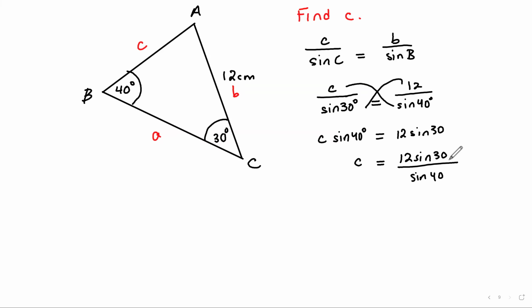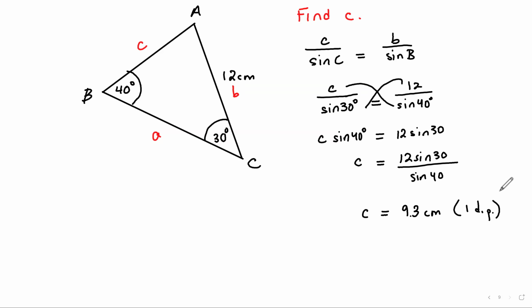There's no need to use sine inverse here because I'm trying to find a side, all right? So you don't need to do the inverse. The only time you need to do the inverse is when you are trying to find an angle. So C is therefore equal to 9.3 centimeters, taken to 1 decimal place.